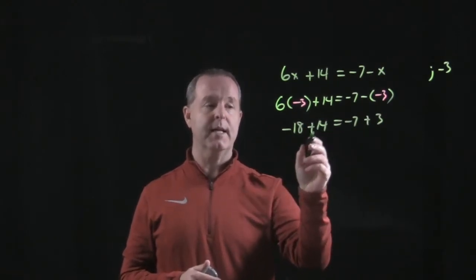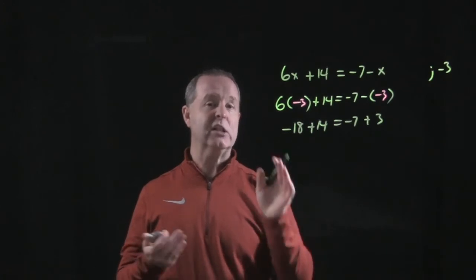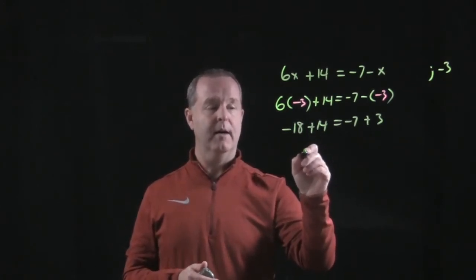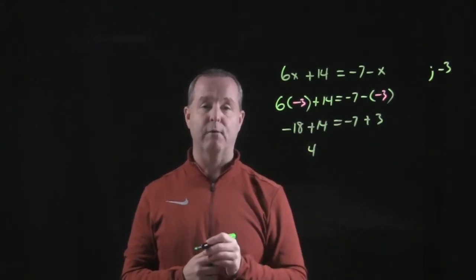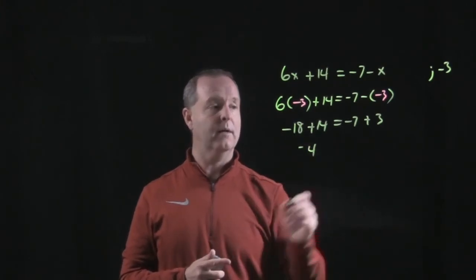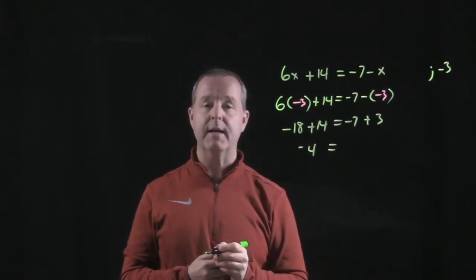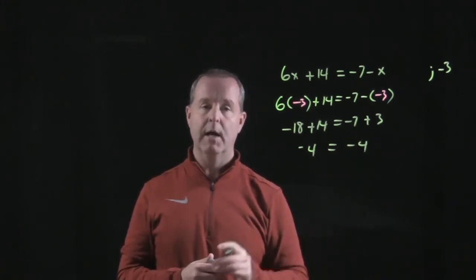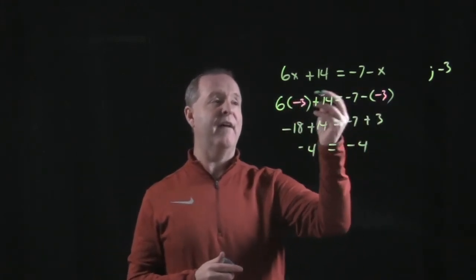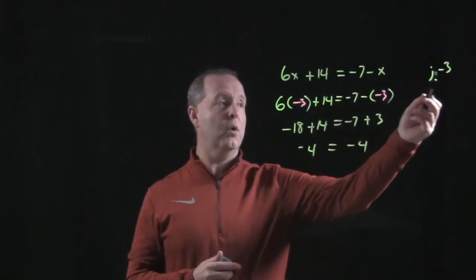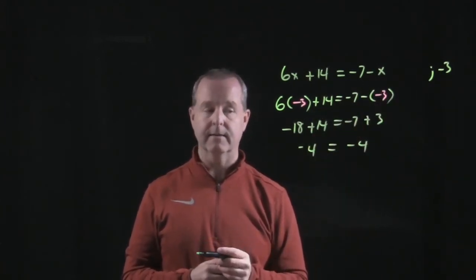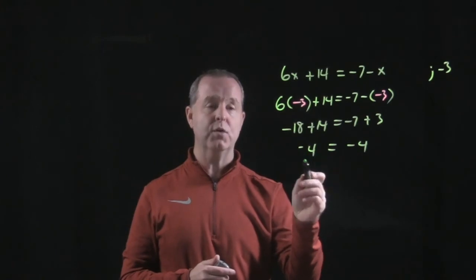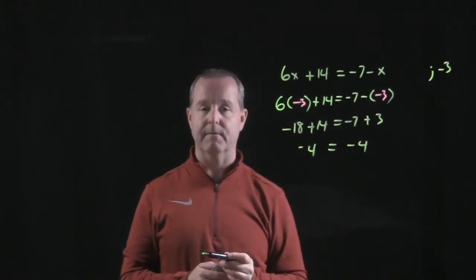-18 plus 14. The -18 is larger than the 14, so my value is going to remain a 4, but it's going to be a -4. And then likewise over here, -7 plus 3 produces a -4. So in this particular case, the value of x that would make this true was indeed -3, because I got a true statement after reducing and simplifying it on down.